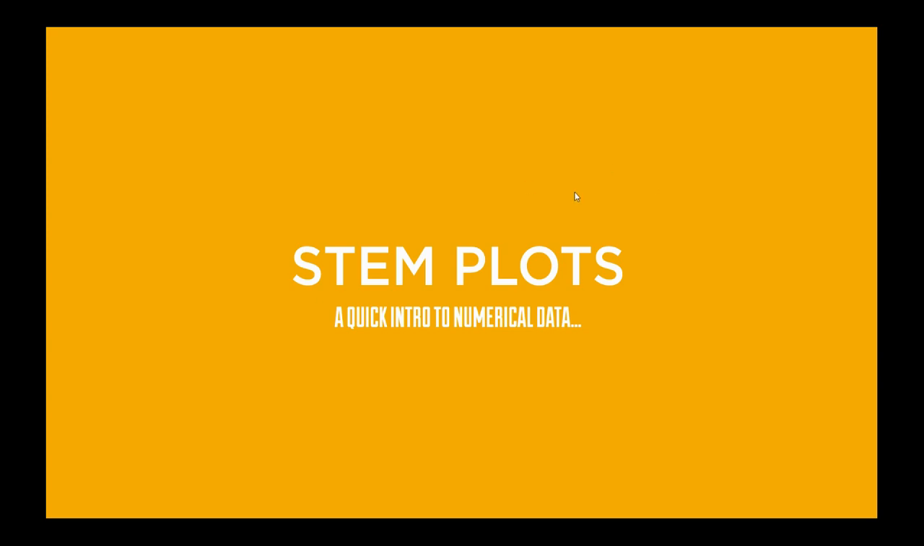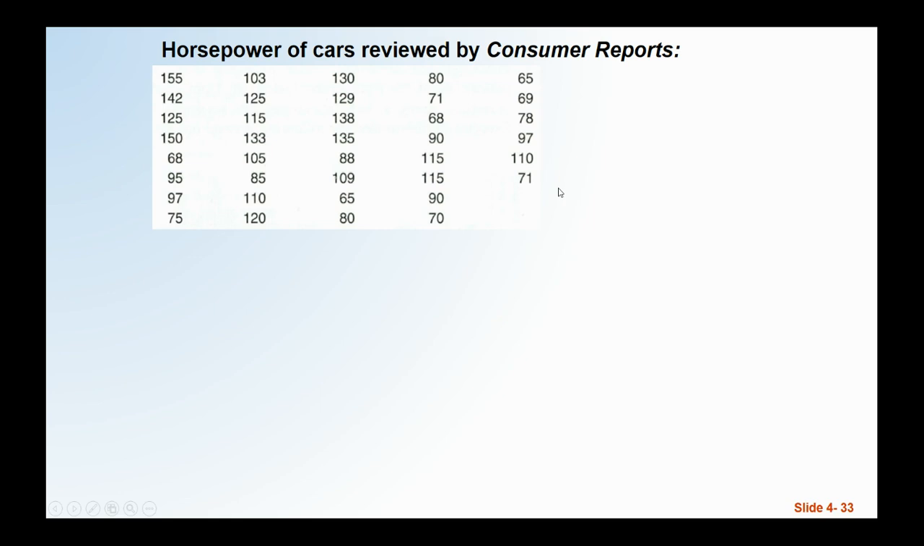we'll first need some data. So here in our example, we have horsepower of cars reviewed by Consumer Reports. Now, when you have a data set like this, and this one's kind of long, what I would really suggest is that you enter the data in your calculator, which I'm going to show you an example of how to do in the next example.